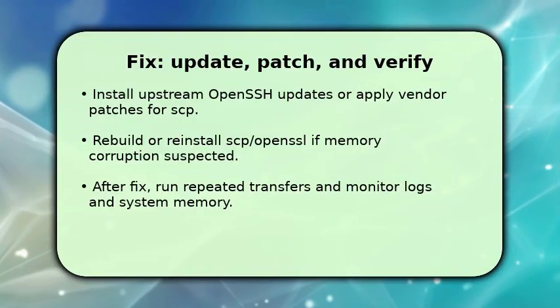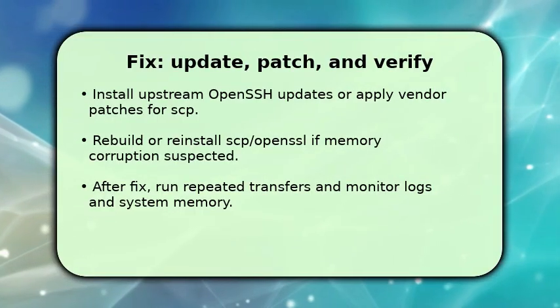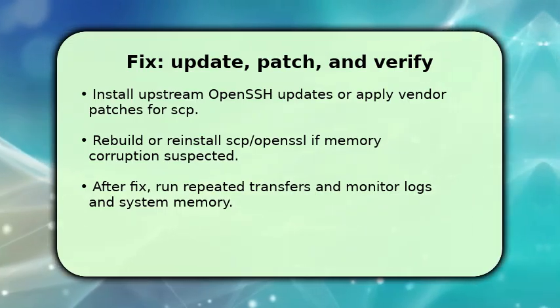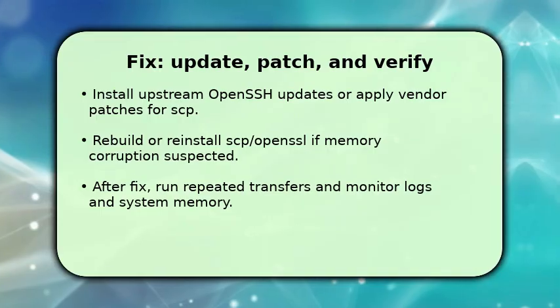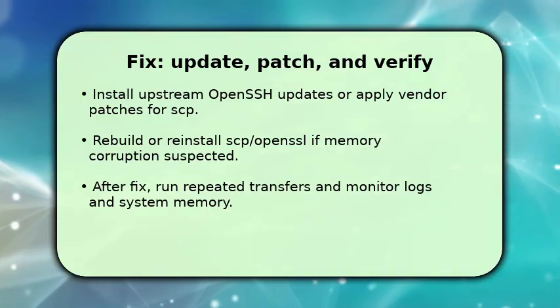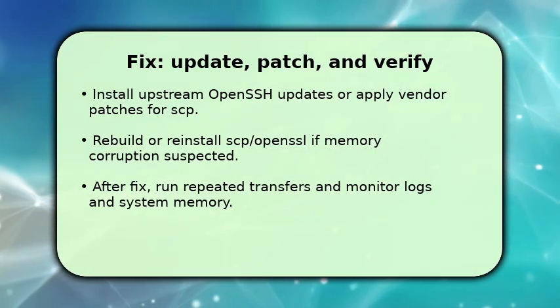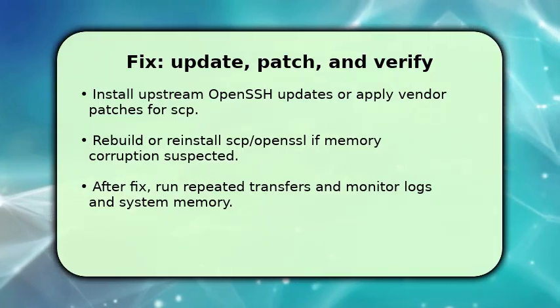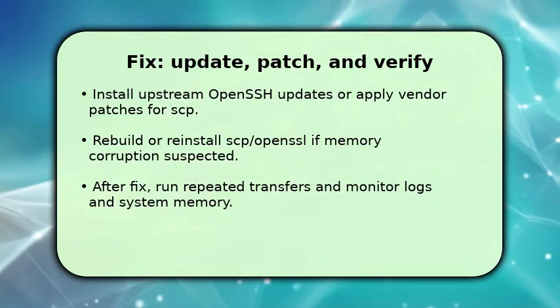Update or patch the SCP implementation and related libraries, because memory access violations usually stem from buggy binaries or mismatched crypto libraries. First, update OpenSSH and OpenSSL from trusted repositories or apply vendor hotfixes. If you built from source, recompile cleanly and reinstall.